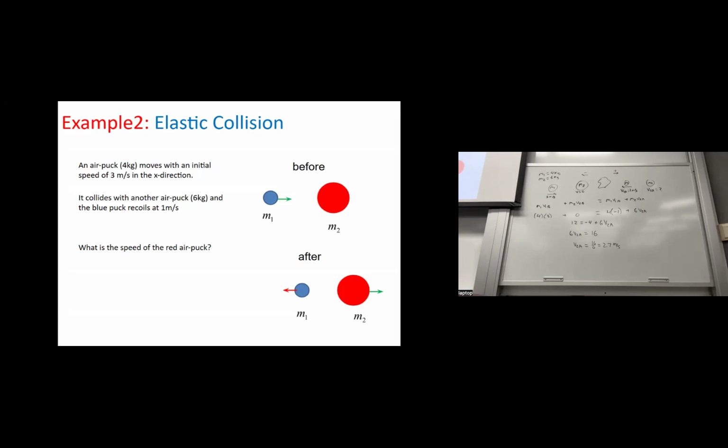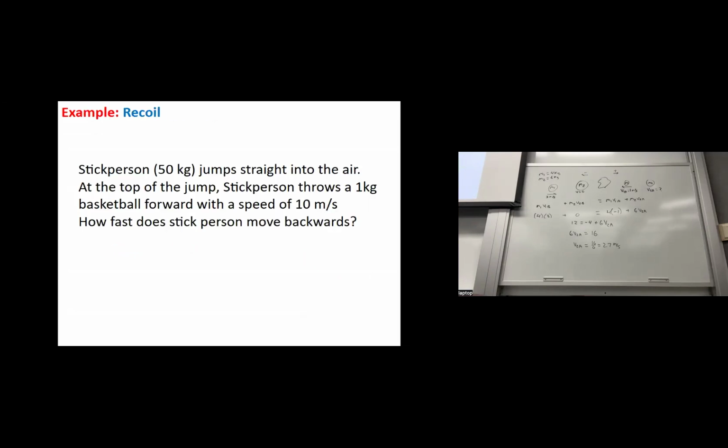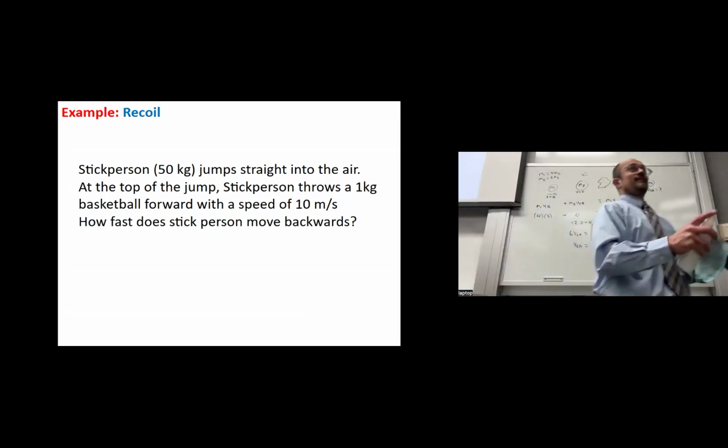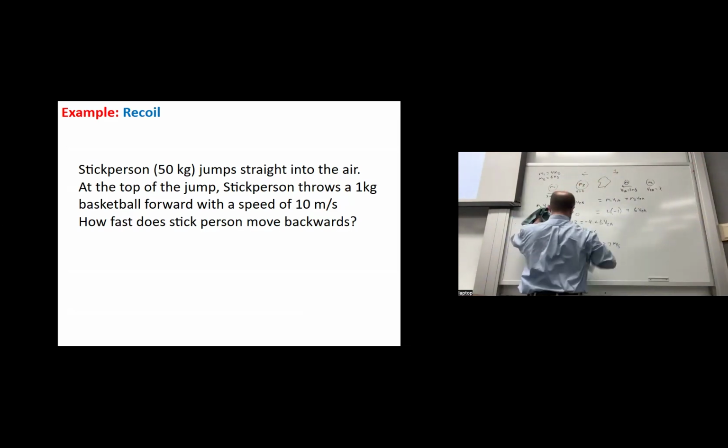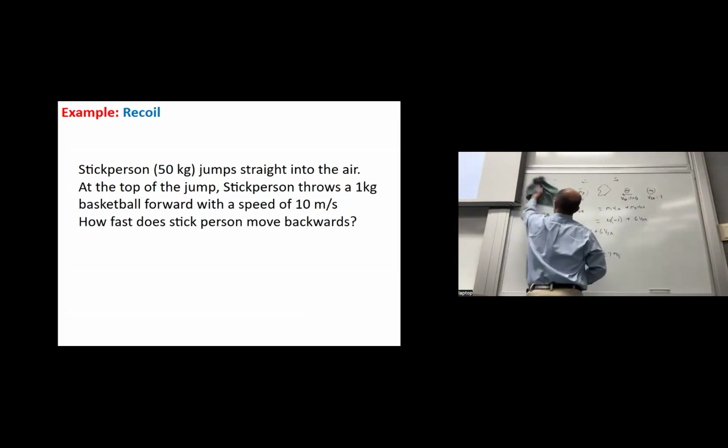Now I want to look at another collision. In this collision, this is a special category of collision. These are called recoil events. And these are kind of interesting because in a recoil event, the initial momentum is 0. So let's look at the recoil event.